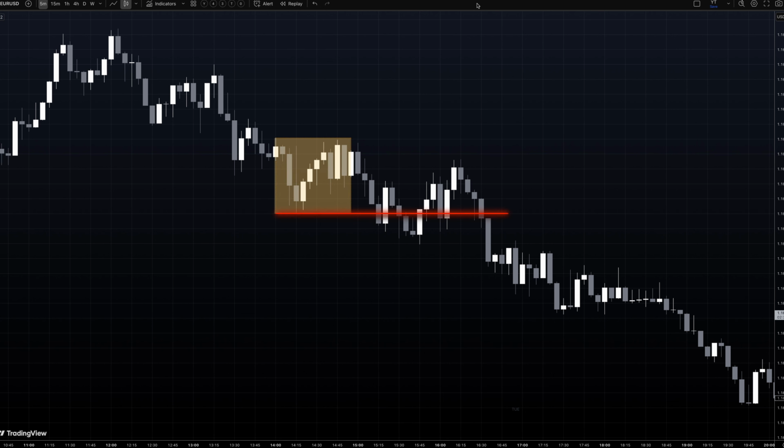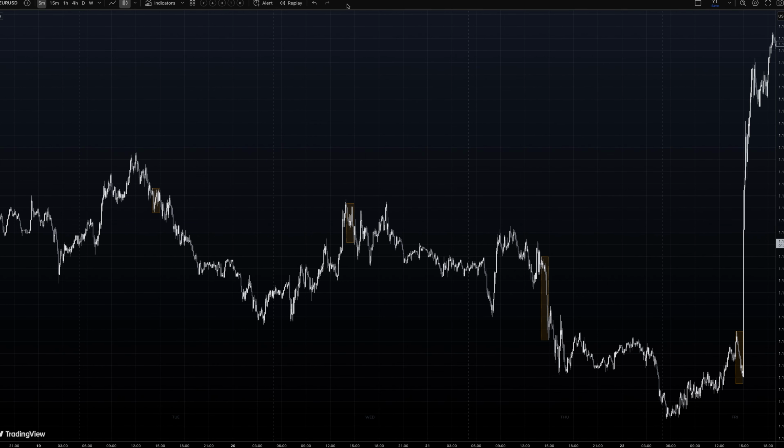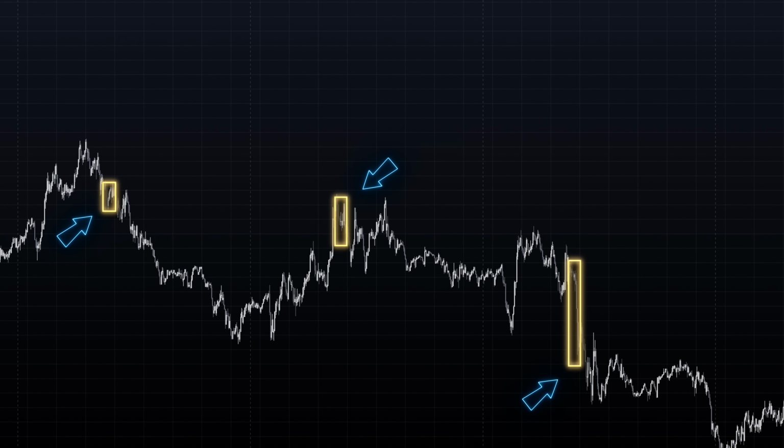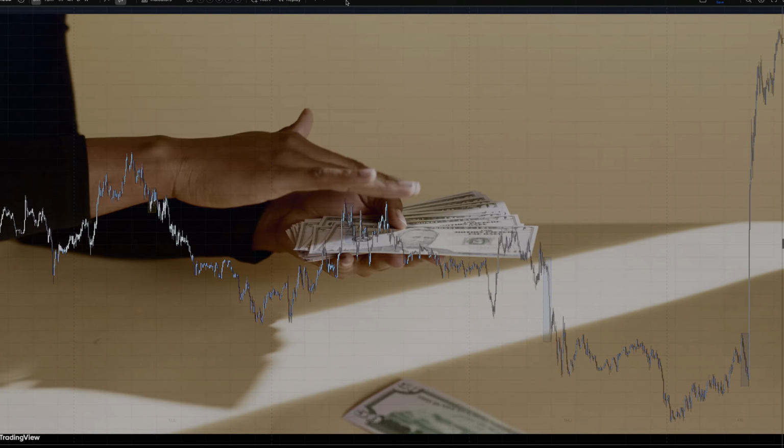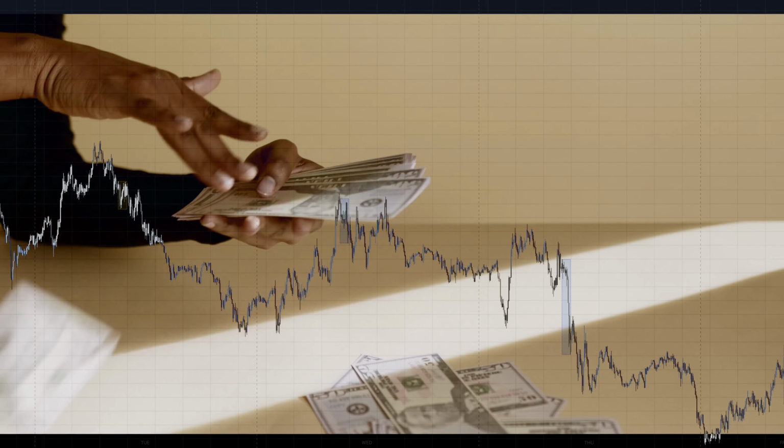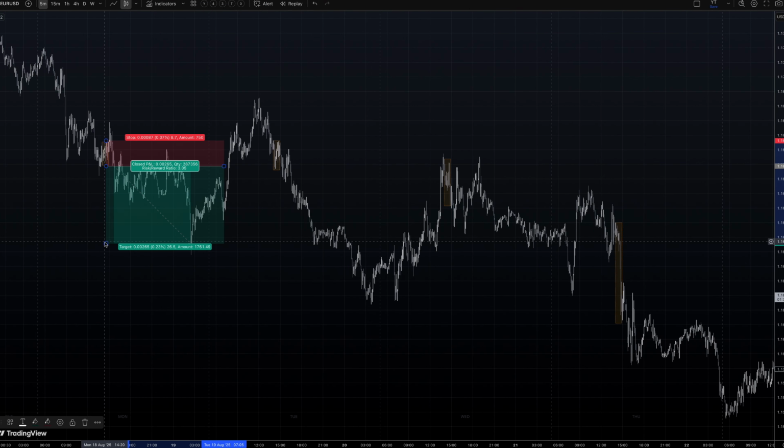This sounds logical on paper, but here's the thing. Most ICT concepts look perfect in theory. The real question is, does this actually make money when applied in live trading? I found out, but here's what most people miss.